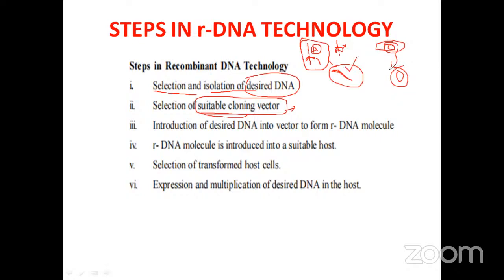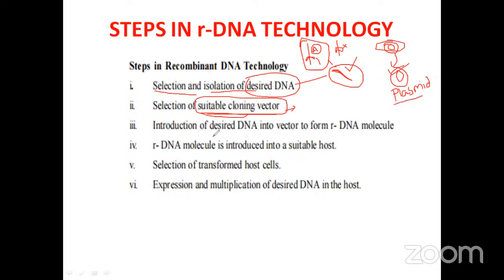So selection of a suitable vector also. Desired gene, okay. Now the vector, in the form of a plasmid, there are different types of plasmid. Any one plasmid is selected as a suitable vector. Right. The second step is also completed. First step DNA, second step vector. Here the vector is a plasmid. Not only plasmid, we can use a cosmid also, or bacteriophage, different types are there.